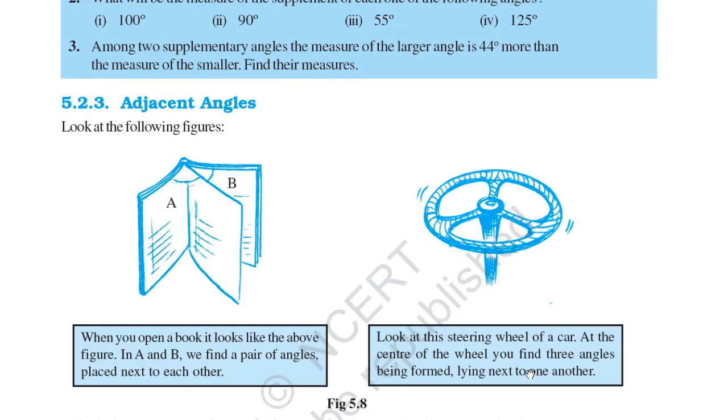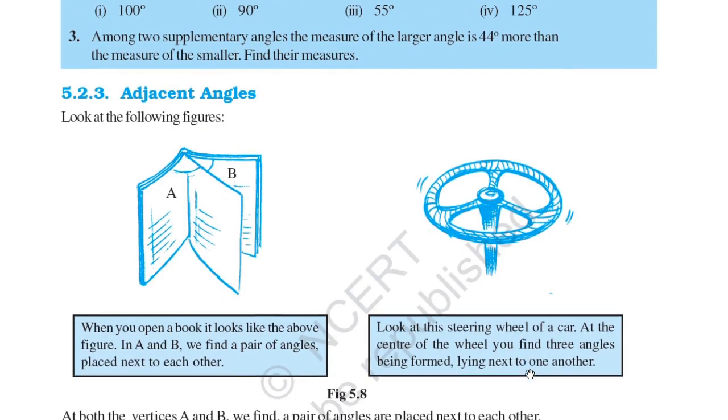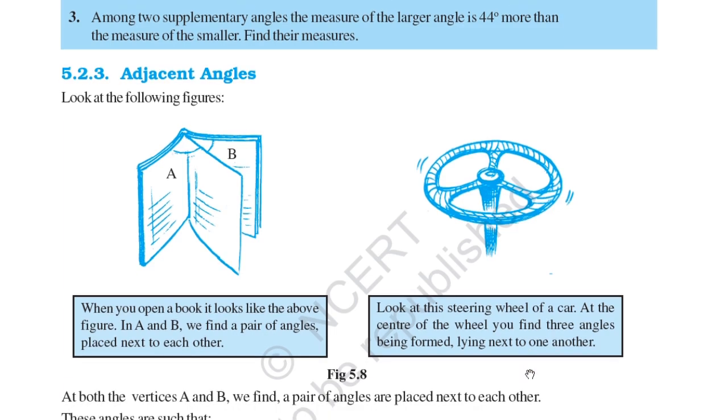Here is adjacent angles, 5.2.3. Look at the following figure, A and B. When a page is turned, you can see that, and there is a steering wheel. When you open a book, it looks like the above figure. In A and B, we find a pair of angles placed next to each other. This is called an adjacent angle. This angle and this angle are adjacent angles.